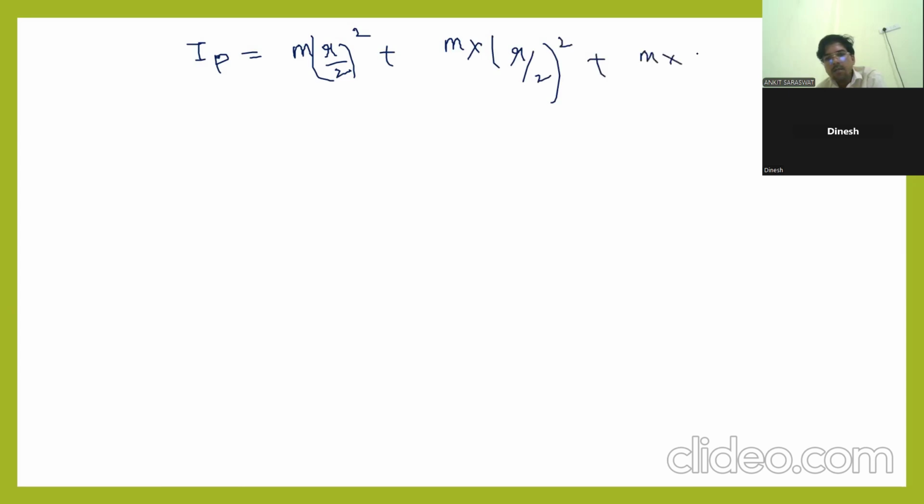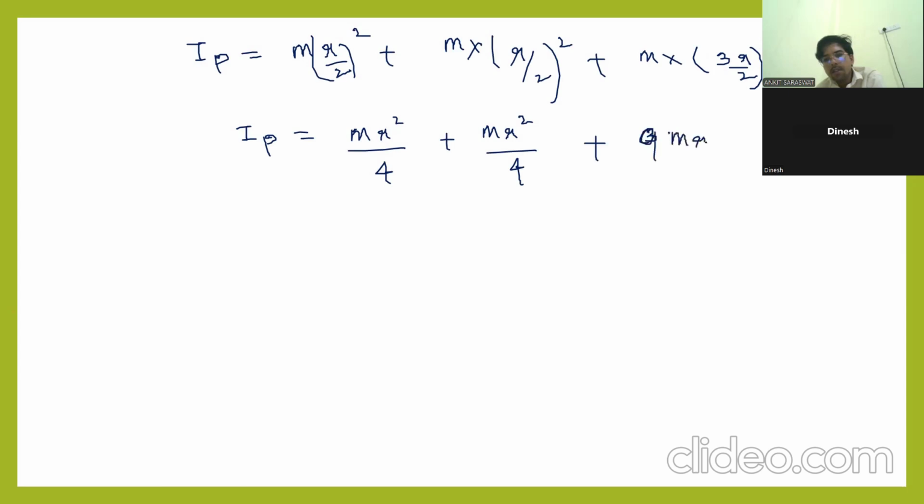Basic calculation. Actually, you are making a mistake. Simple calculation, no worry, I will discuss. For the particle, mr square by 4 plus mr square by 4, 3 mr square, sorry, 9 mr square by 4. So what is that? 9, 10, 11, I think.